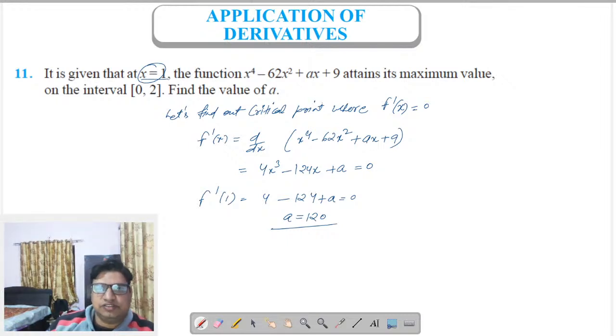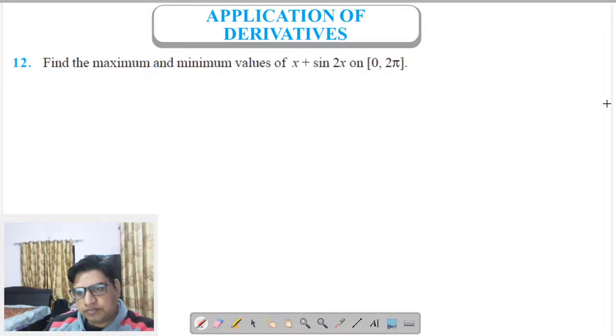So guys, you must be having an idea that the maximum value of the function exists only at the critical point or at the end point. So here end points are given, but the value is inside the end points, so it must be a critical point, and at that critical point f'(x) should be 0. So we'll use that property and find out the value of a. Okay, and let's move on and try to solve one more question from the same topic.